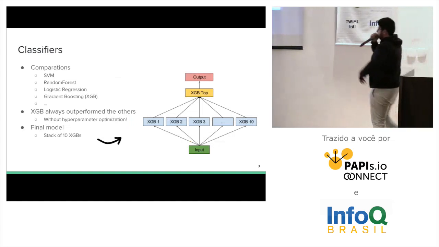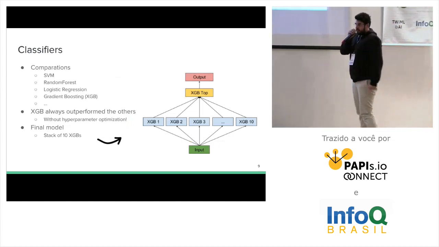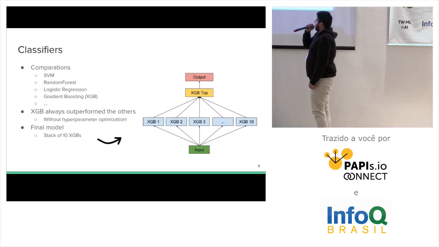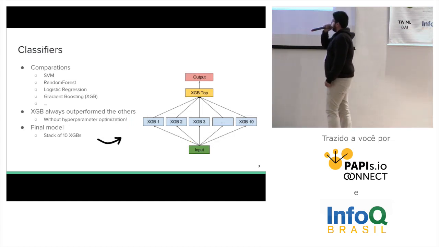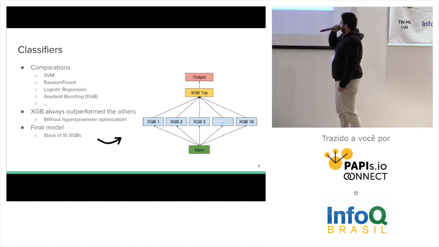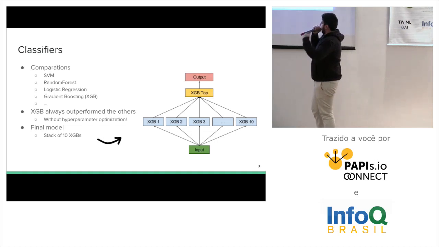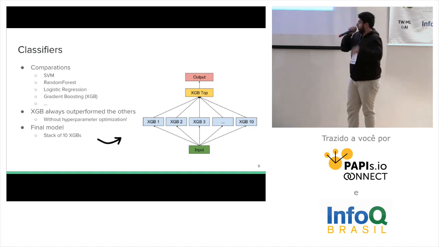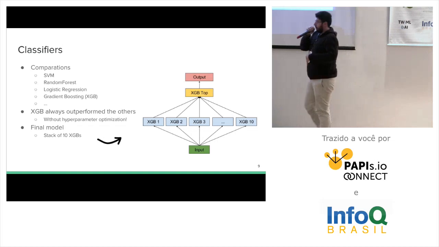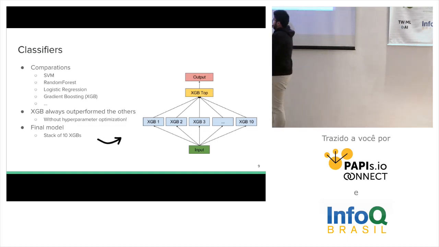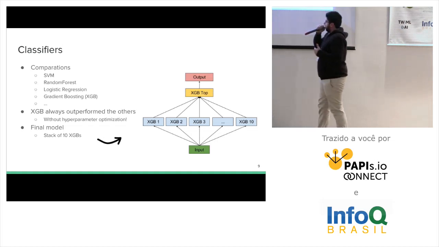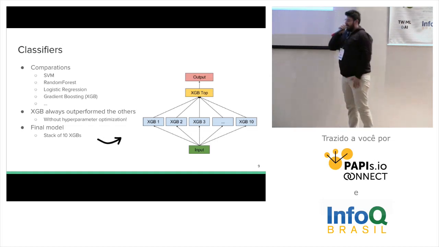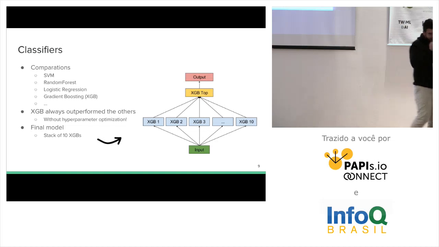So classifiers. This was the easiest choice we had to make. No one was able to beat XGB here. And just to get that 1 or 2% more, we tried a few stack arrangements. The final winner was a stack of 10 extreme gradient boost models with extreme gradient boost at the top.